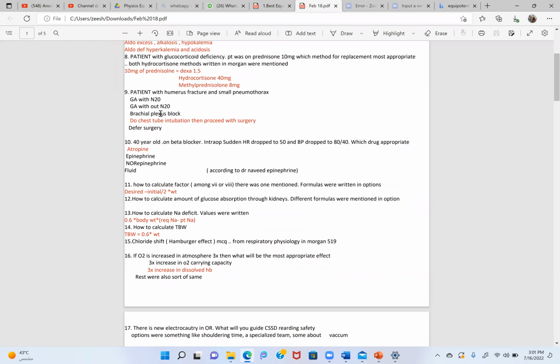Now, brachial plexus block, why is it finished? Because if you already have pneumothorax, they may be at risk if you give a brachial plexus block. For humerus, you cannot do an axillary block because you need the upper trunks to also be blocked. So for a humerus fracture, an axillary block will not be a very good choice, and maybe it will be difficult to perform, so that is also out. GA with nitrous oxide, GA without nitrous oxide, do chest intubation, then proceed with surgery. Among these options, that seems to be the best answer.